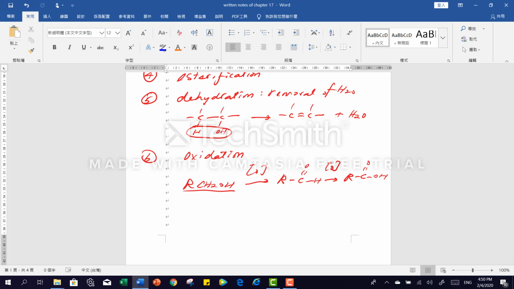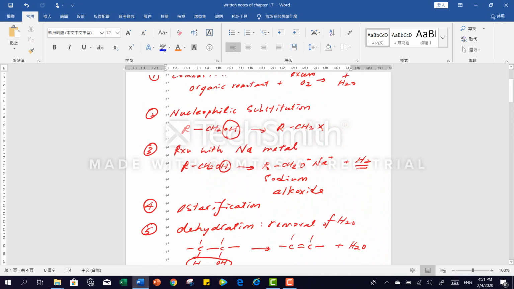Okay? If it is secondary alcohol, when it is oxidized, it will become a ketone. Okay, a ketone. And tertiary alcohol doesn't oxidize. Okay, so basically these are the 6 reactions that you have to know for your exam regarding alcohol.